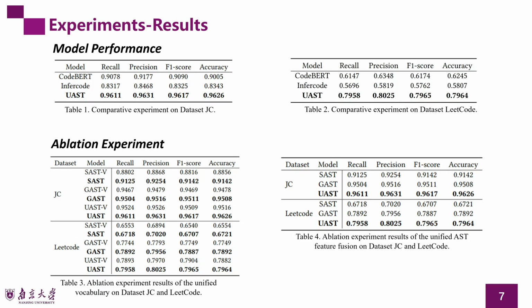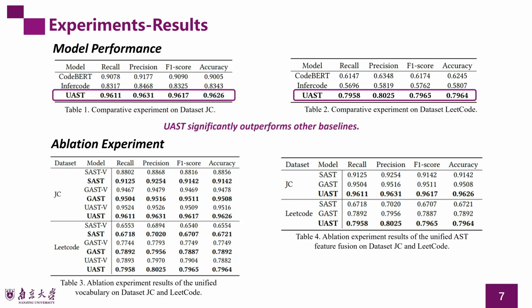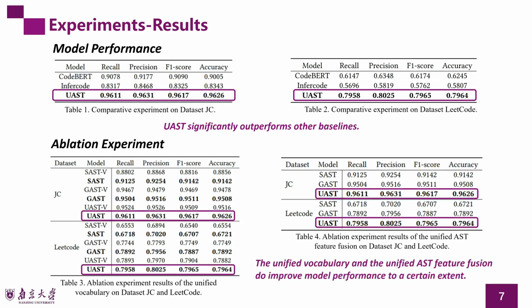As for model performance, we compare UAST with the baselines mentioned before, and the results of the comparative experiments show that our model significantly outperforms other baselines. In order to explore the function of the unified vocabulary and the fusion mechanism, we conduct ablation experiments. The results show that the unified vocabulary and the unified AST feature fusion do improve model performance to a certain extent.